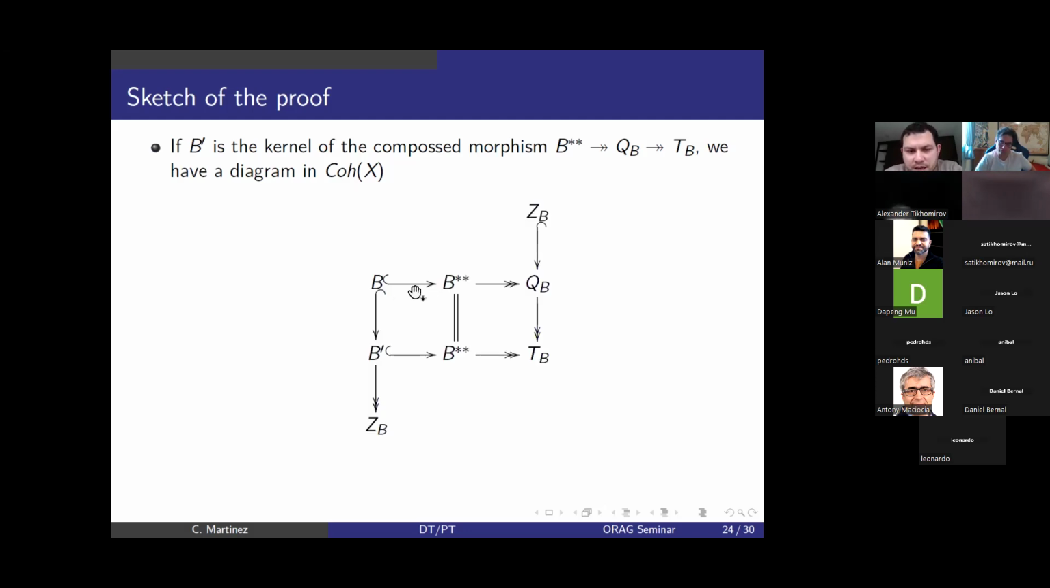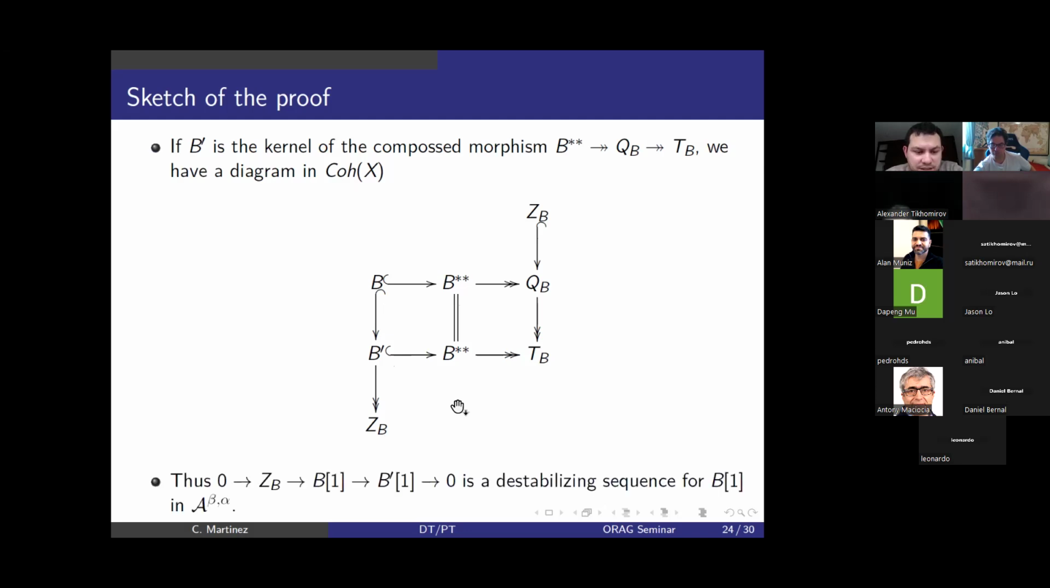So I have B injecting into the double dual, with quotient QB, right? Now QB has a 0-dimensional subsheaf, its maximal 0-dimensional subsheaf ZB. And then the quotient TB is now pure one-dimensional, right? And then I get this little diagram. I can take the equality from B double dual to B double dual, and I can take the kernel of the composition from B double dual to TB, and that's B prime. Then B ends up injecting into B prime, and by the snake lemma, I know that the cokernel of this morphism from B to B prime is exactly ZB, right?